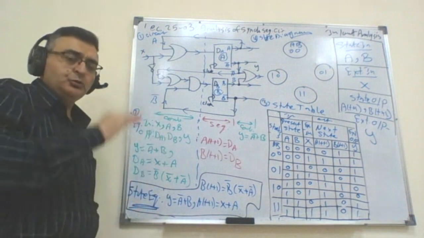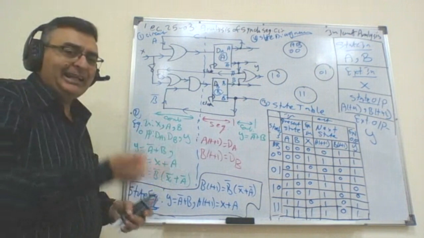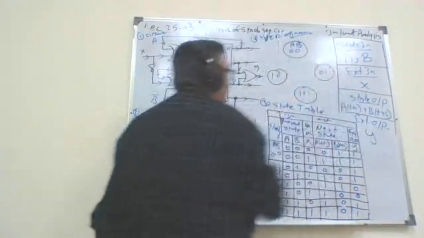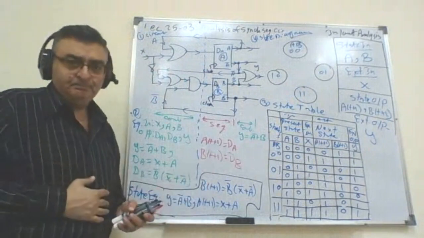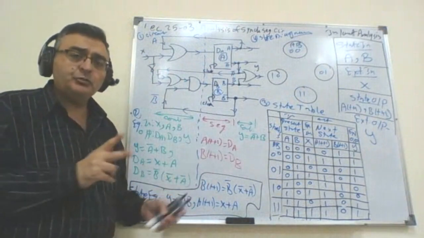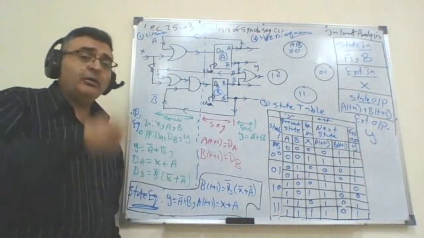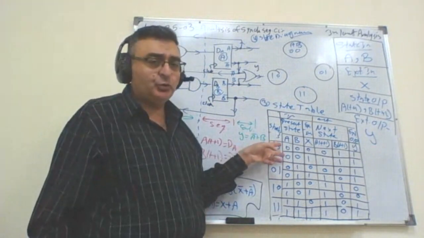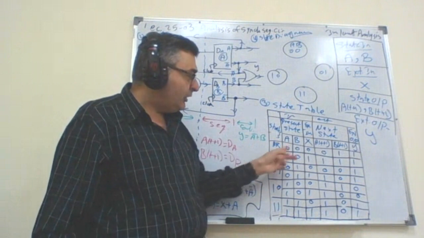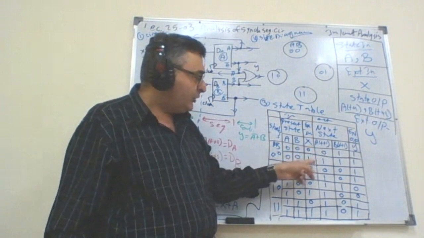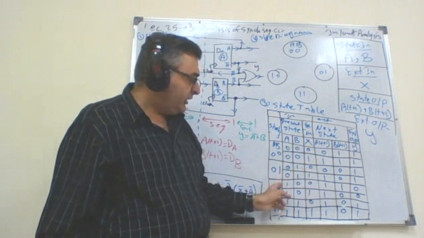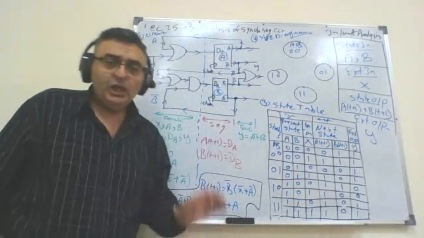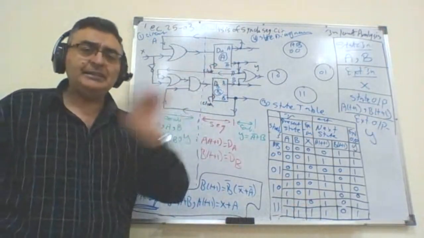Now, how many arrows? Number of arrows equals 2 to the power of the number of external inputs. How many external inputs? We have only one external input, which is X. So that means I have 2 arrows going out from each state. Those 2 arrows are actually represented here by 2 rows. So for state 0,0, I have when X is 0 and when X is 1. Here X0, X1. Here X0, X1. Here X0, X1.